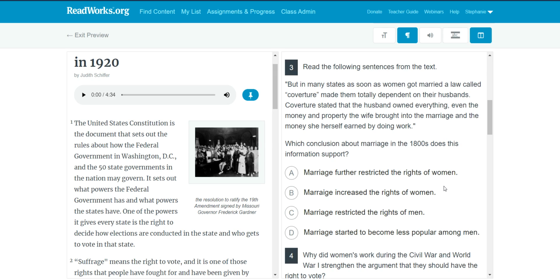So, aside from that interesting little tidbit, it's asking us to draw a conclusion about marriage in the 1800s. When we draw a conclusion, we look at what the text is telling me. What this text is telling me is that when a woman gets married in the 1800s, her husband owns everything. Her money, her property, anything. It's all his after they get married. So think about that and then look for an answer in here that is supported by the text.